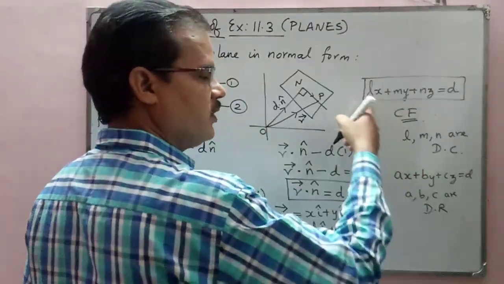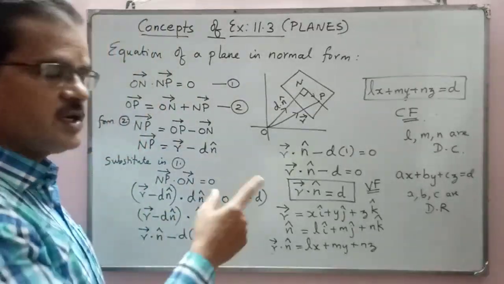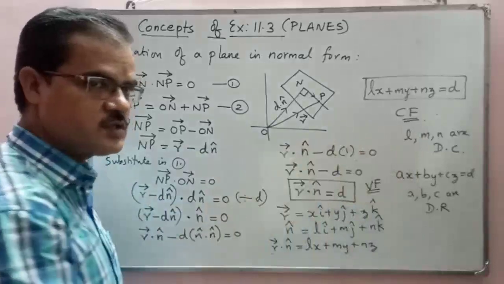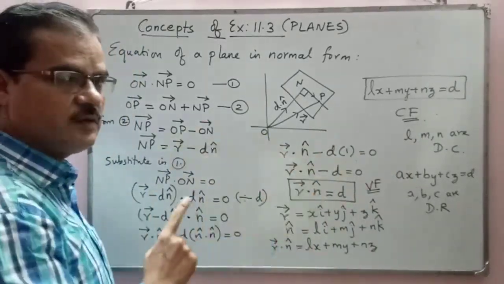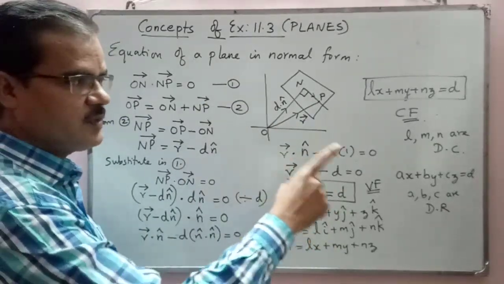Then you have to convert this direction ratio into direction cosines. You know how to convert direction ratio to direction cosines? Yes, a by root of a square plus b square plus c square will give the direction cosine l. b by root of a square plus b square plus c square will give the m value. The n value is c by root of a square plus b square plus c square.